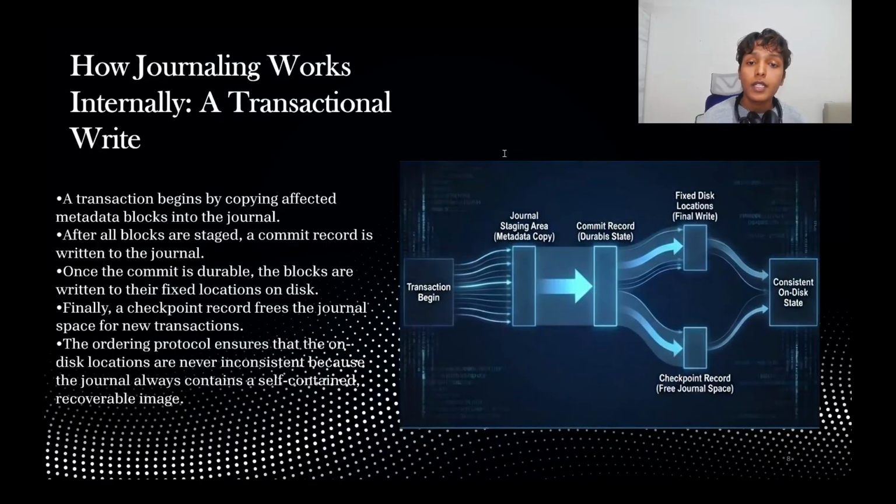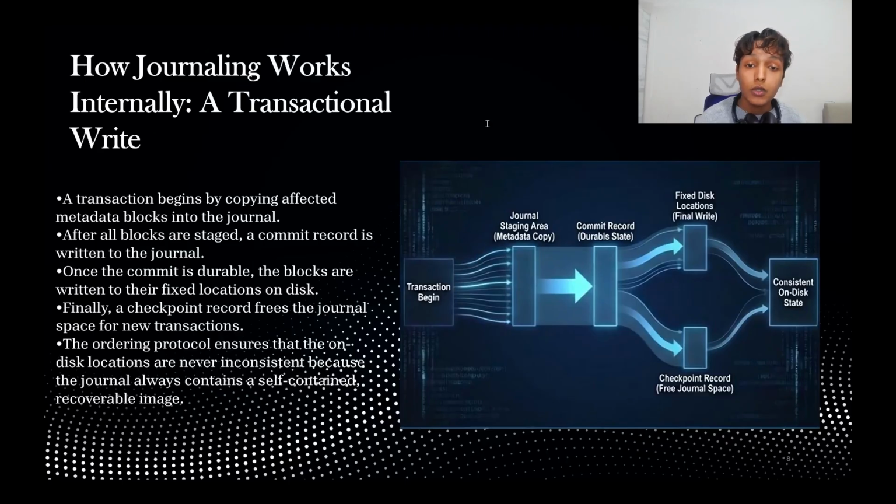So let's break down how journaling works. When an application wants to write something, the file system does not update the real disk immediately. Instead, it performs the update as a transaction. The metadata changes are copied into the journal, and only when everything is safely written to the journal do we write the real metadata to disk.